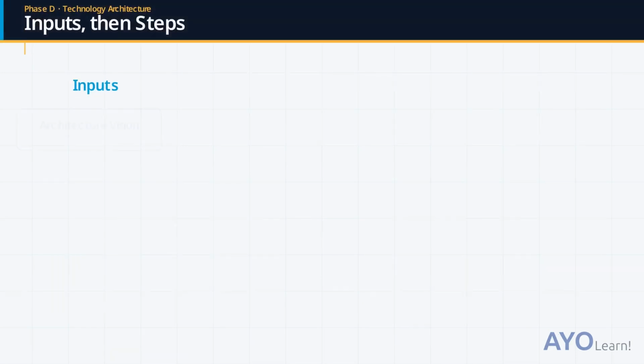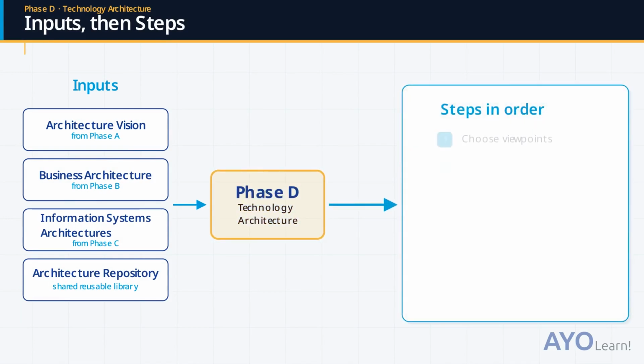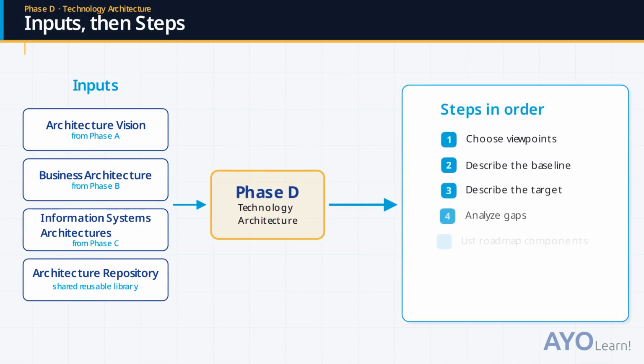Phase D takes 4 inputs: the architecture vision, the business architecture, the information systems architectures, and the architecture repository. Then the steps: choose viewpoints, describe the baseline and target, analyze gaps, list roadmap components, review with stakeholders, and finalize.